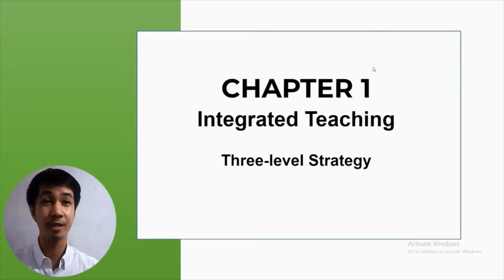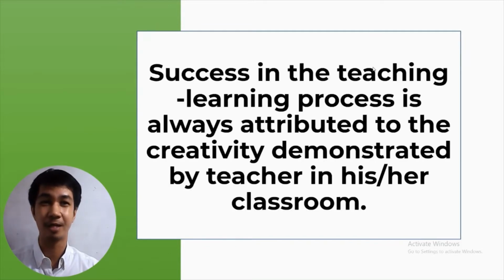Alright, let's move forward with the discussion of integrated teaching in Chapter 1, which is all about the 3-level strategy. Success in the teaching-learning process is always attributed to the creativity demonstrated by the teacher in his or her classroom. Why? It is because the teacher has to choose and design the strategies that suit the kind of learners present in his or her classroom, considering their individual differences, or what we call the diversity of learners.